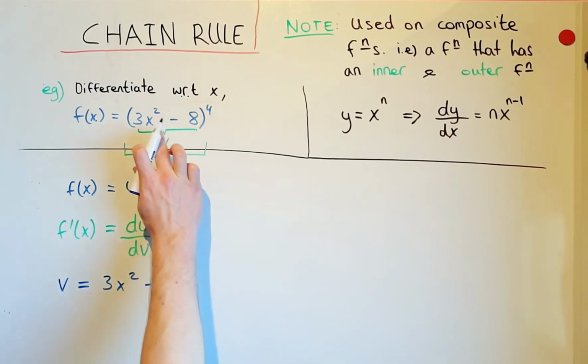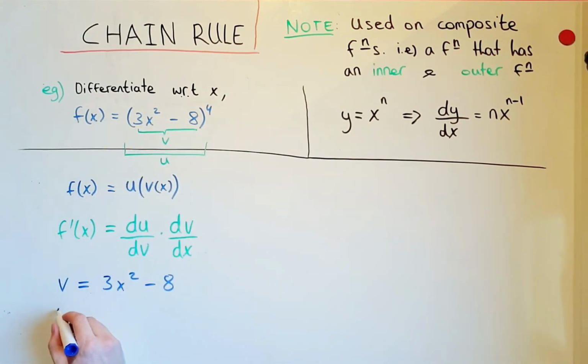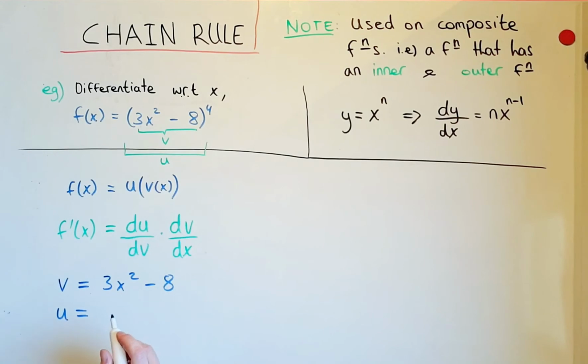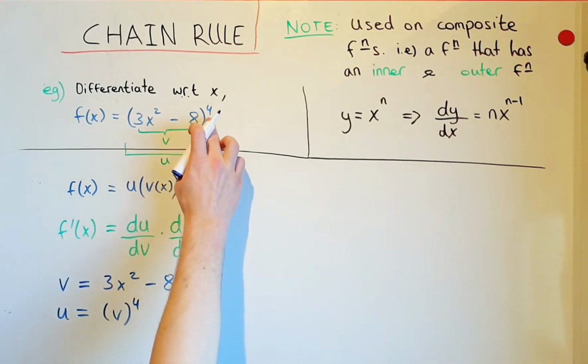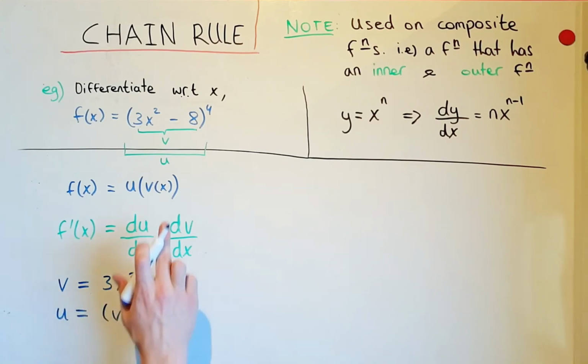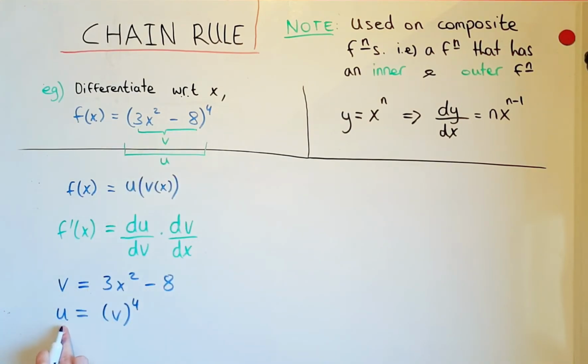Alright, well, if v is that inner function, u, if you remember, is going to be the outer function. So what the u is going to be, it's going to be the v to the power of 4. Now, if you just take a second to make sure you get that right in your head. So u is the outer function, the power of 4, and v is the inner function.